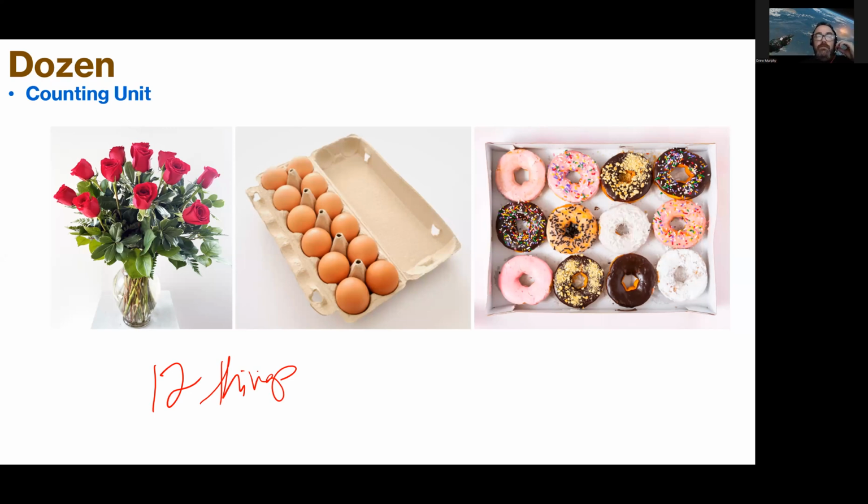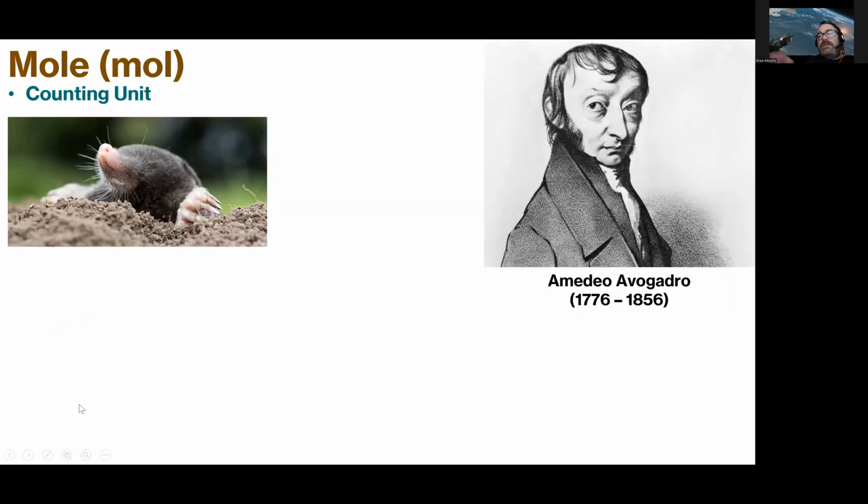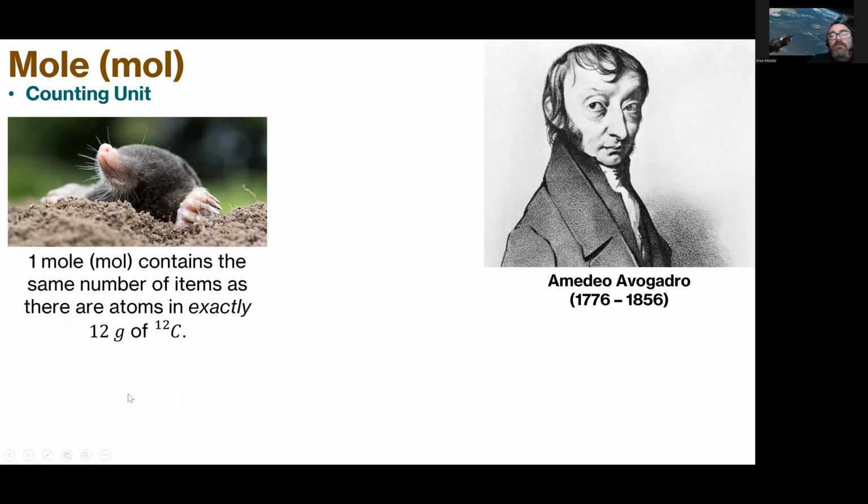A dozen is 12. We call this a counting unit. Well, a mole is the same idea. It's a counting unit for counting small things. So let's look at this. A mole is a counting unit defined by Amadeo Avogadro, and so we have Avogadro's number of things. One mole contains exactly the same number of items as there are atoms in exactly 12 grams of carbon 12. There's a lot of 12s in there.